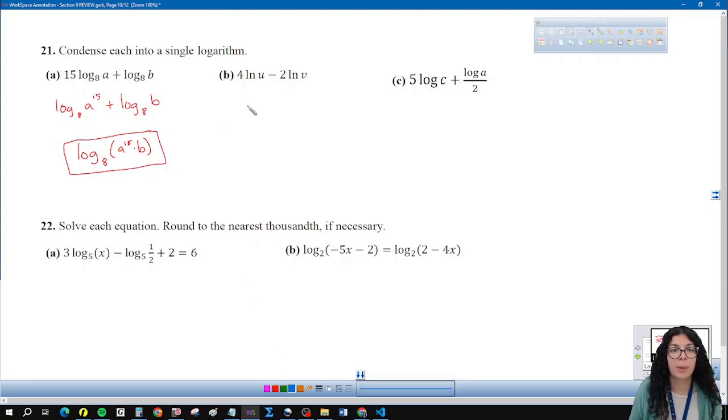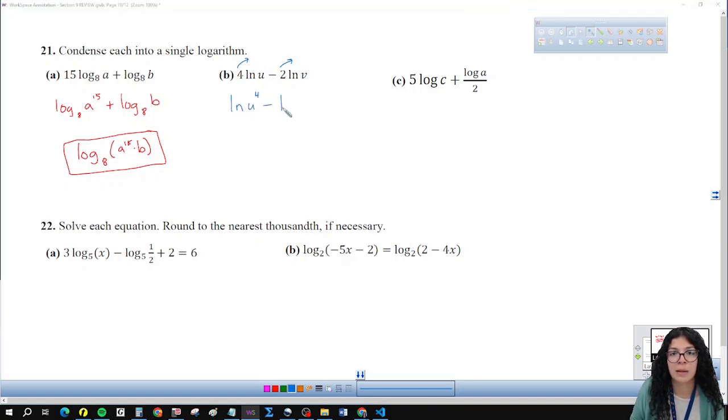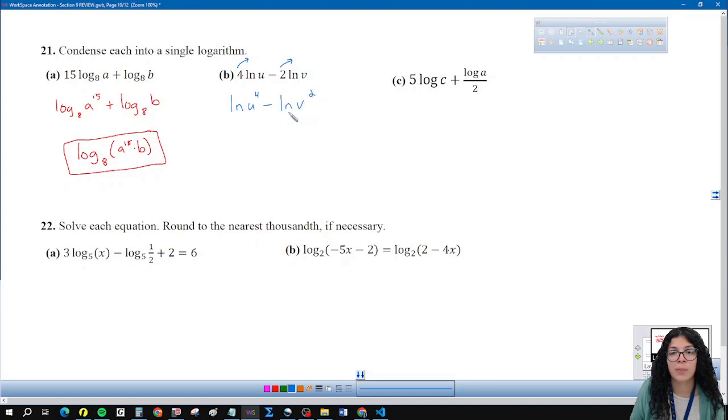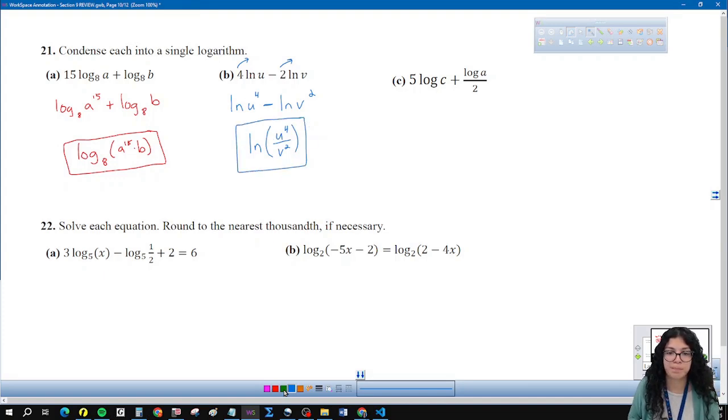Okay, part B. So now we have 4 and 2 that are multiplying in front. So I'm going to do the power rule. This would be ln u to the power 4 minus ln v to the power 2. And then I'm going to apply the quotient rule. If I'm subtracting, that would be ln of u to the power 4 in the numerator divided by v to the power 2 in the denominator. And that is my final answer for part B.